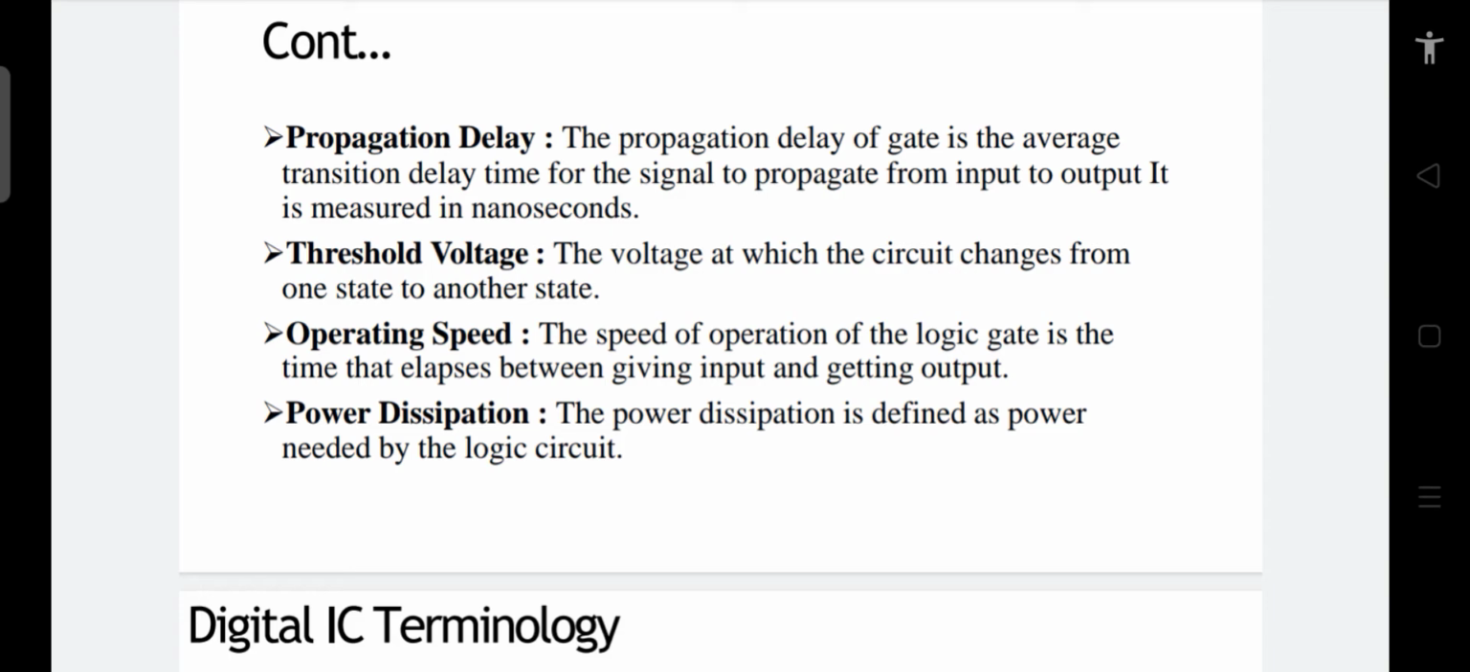Then one more important parameter which is used to characterize a logic family is called its power dissipation. The power dissipation is nothing but the power required to operate that circuit.